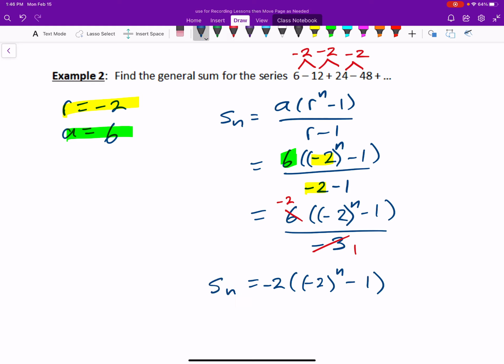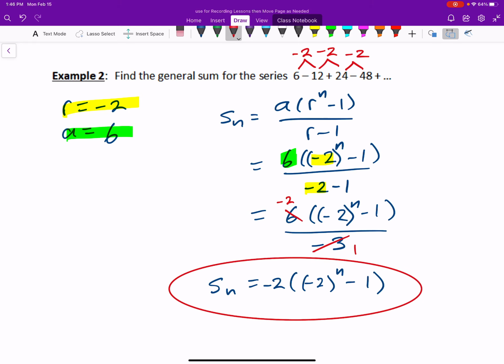So just to write it out nicely though, there is the formula for the general sum of that sequence. So if the n happened to be 10, then I could put 10 in for n, I'd know the sum of the first 10 terms. If it was 20, then I'd put 20 in for n, I'd know the sum of the first 20 terms. So we can use the formula from there on out.